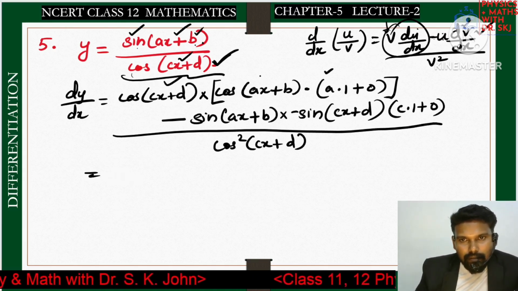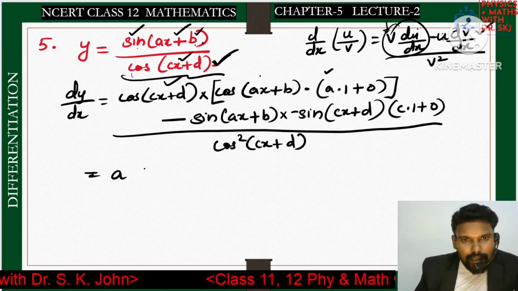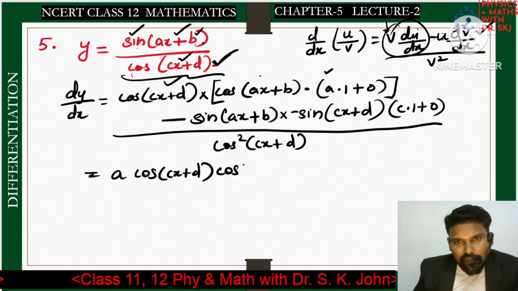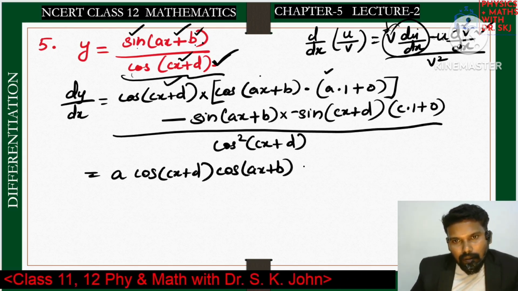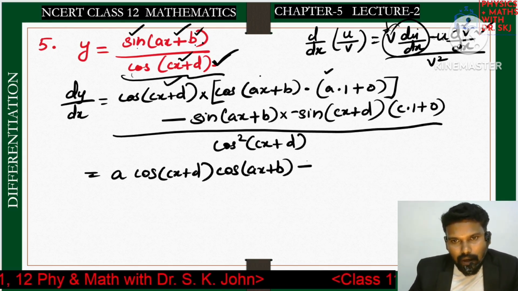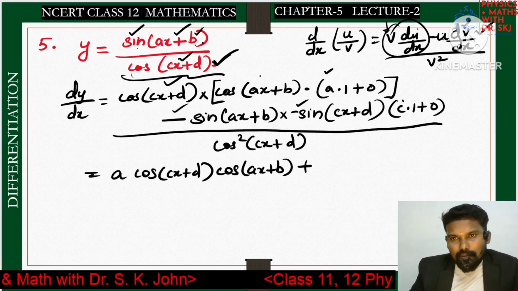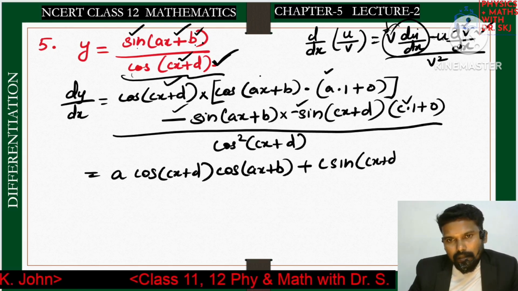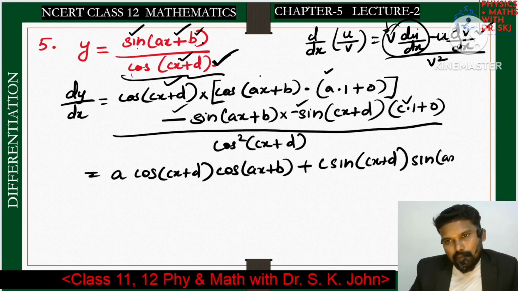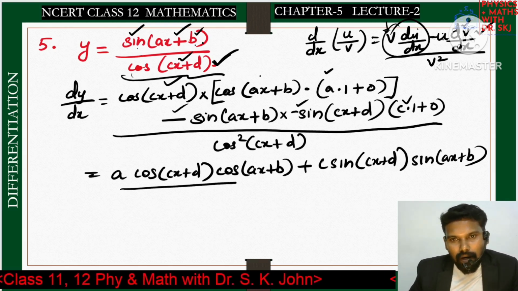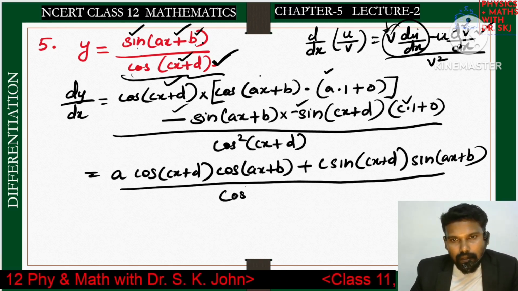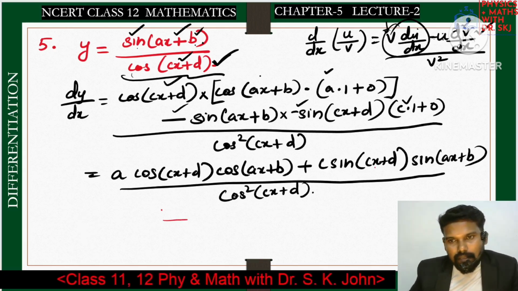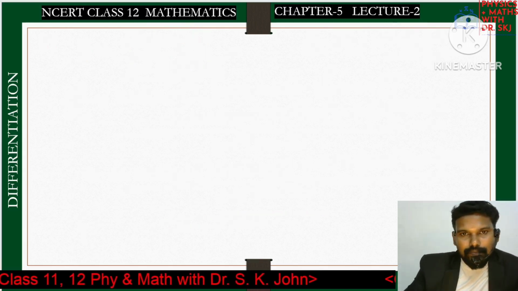So this is equal to, if you simplify this, we have a here, a times cos of cx plus d times cos of ax plus b, minus, we have plus, minus is plus, we have c here, c sine cx plus d sine ax plus b divided by cos square cx plus d. Okay, the final answer is this. No other simplification is needed.